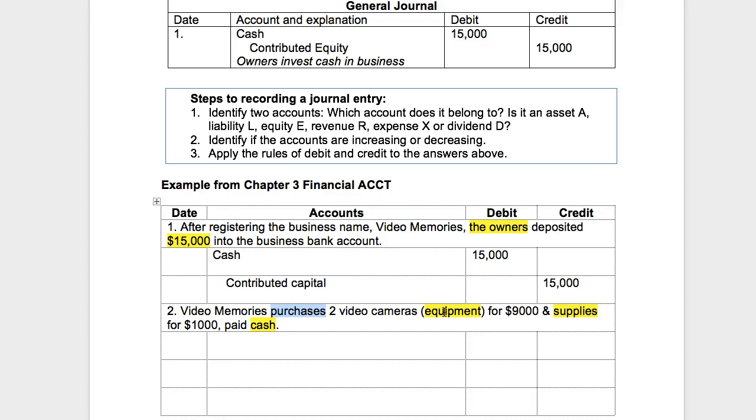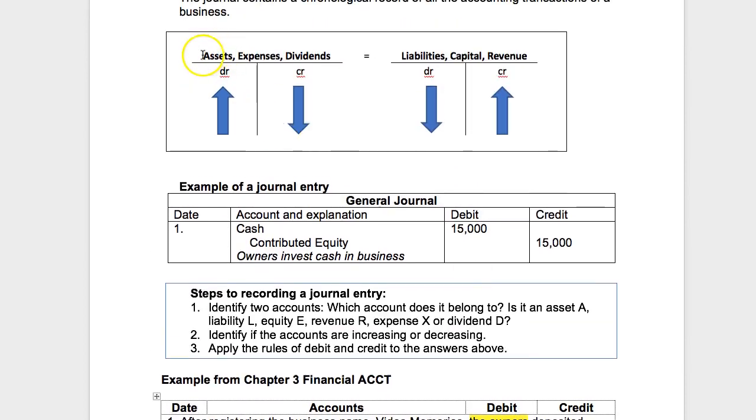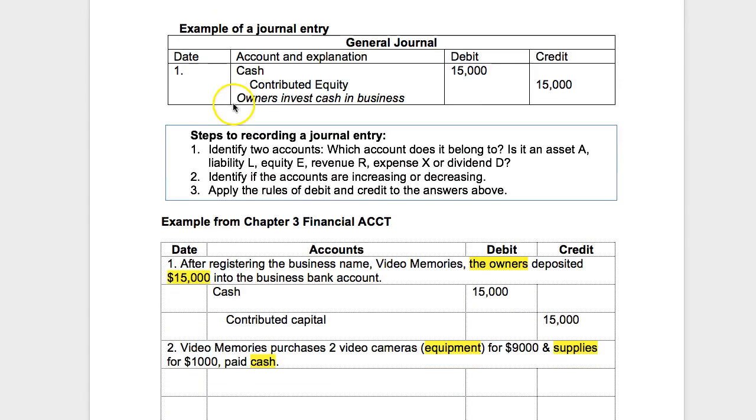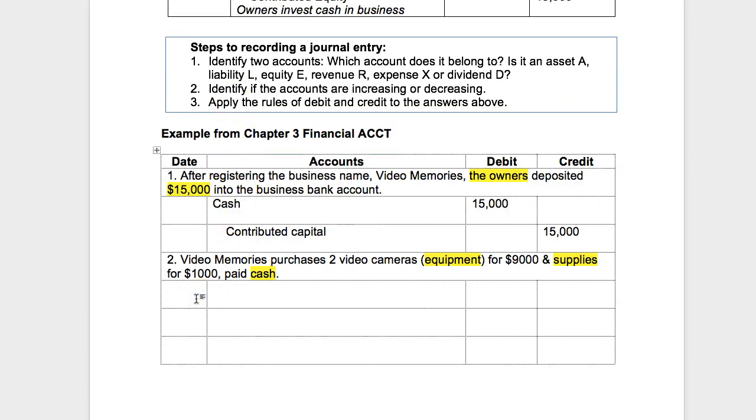If you purchase supplies, you have more supplies in the business. So equipment and supplies are both assets and they are both increasing. So let's have a look up here. For assets, when they increase, you record this as a debit. So let's write that down. We'll put the question number, question 2, and we'll write equipment and I'll put the amount into the debit column, and underneath that I'm going to put the next debit and the number in the debit column.